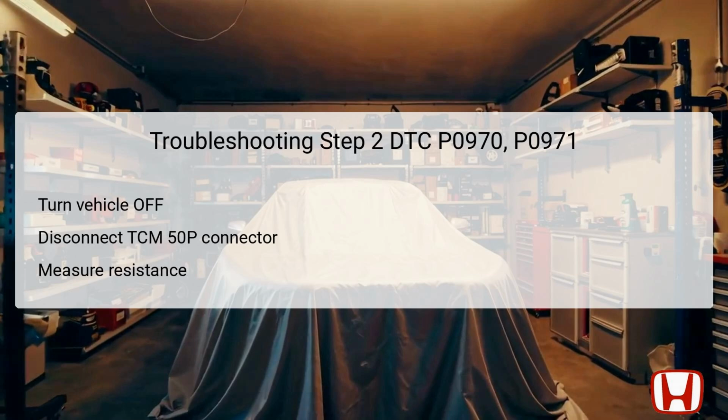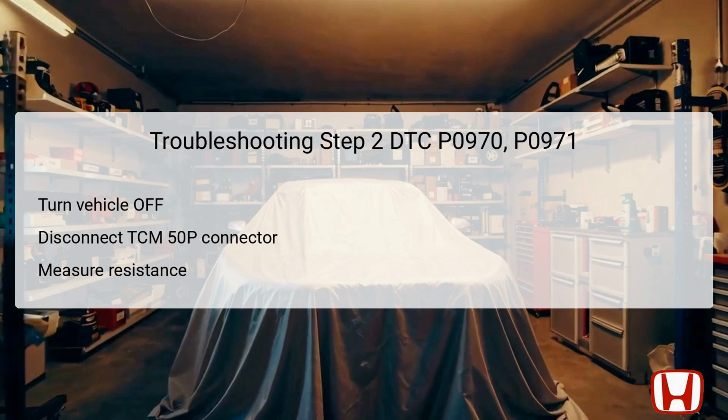In this second step, you will focus on the resistance measurements to determine the condition of the wiring. Firstly, turn the vehicle to the off mode or lock position. Proceed to disconnect the TCM 50P connector, which links the transmission control module to the vehicle's electrical system. Next, measure the resistance between test points specified in the diagnostic procedure, namely between test point 1 on the TCM connector and body ground. The expected resistance range should be between 4.7 to 5.9 ohms.